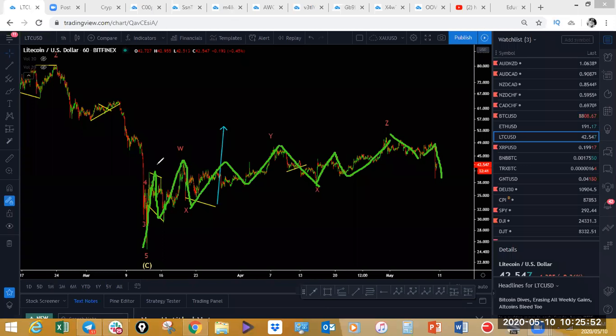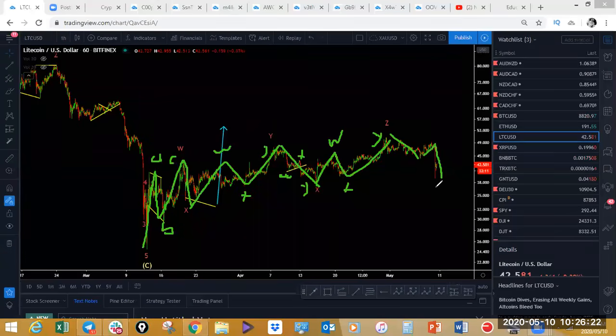So that is a lower degree. You don't see the lower degree here, but there should be an ABC structure here. This is three waves, so WXY. You also have WXY here. I was just avoiding cluttering the chart. We've got a WXY structure here. That is how we've got this corrective structure. The green that I've put on in the annotation that I'm using currently is the lower degree than the Z.